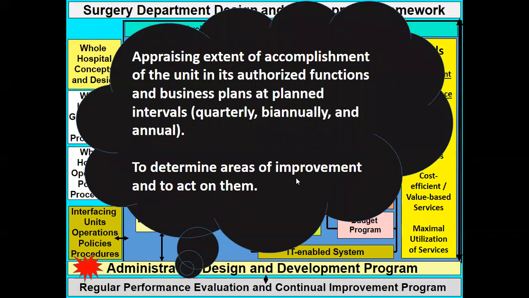The last box, regular performance evaluation and continual improvement program. There must be a document that shows a program to appraise the extent of accomplishment of the unit in its authorized functions and business plans at planned intervals, such as quarterly, biannually, and annually, and to determine areas of improvement and to act on them.